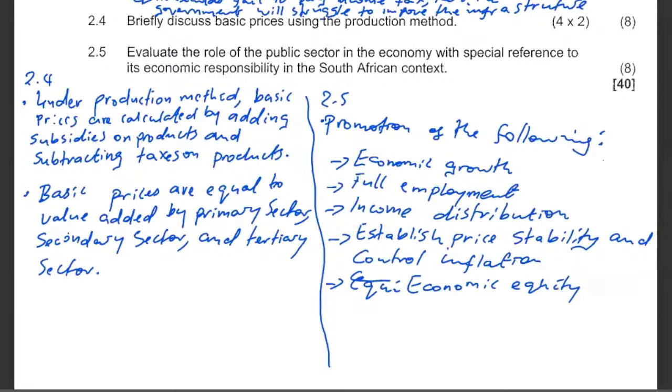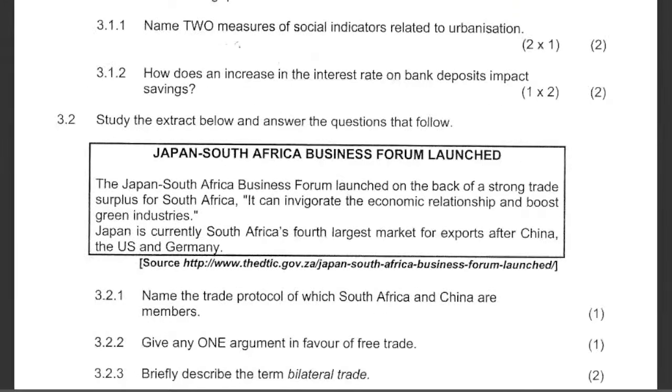Okay, so right, grade 12. So now you're saying that there should be a promotion of economic growth, full employment, income distribution, establish price stability, and control inflation, as well as economic equity. Okay, right. So now let's move on to the next question, grade 12. Next question, we have question 3. So now this question reads as follows. Name 2 measures of social indicators related to urbanization. So now we have migration as well as natural growth rate.